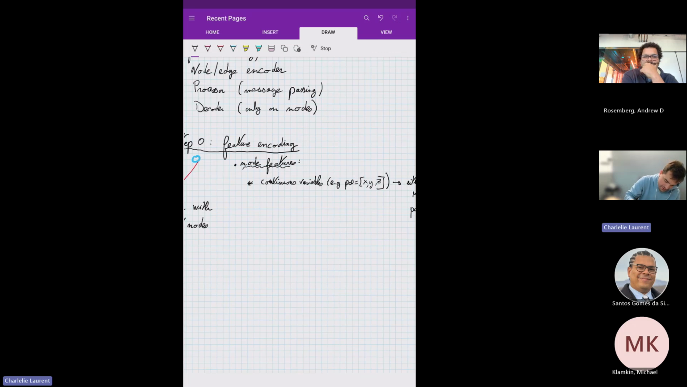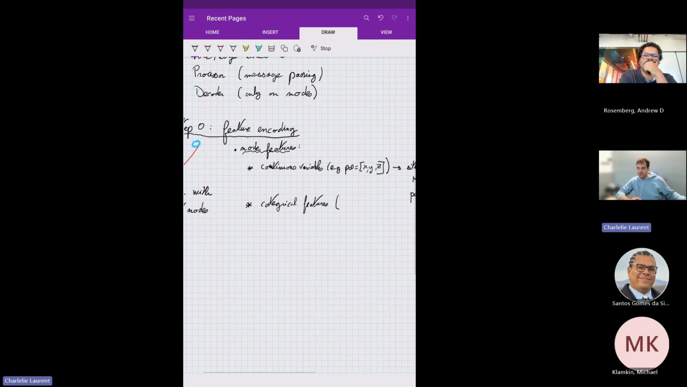The second type of feature you could have are categorical features. So this could be, for example, let's say you have two types of fluid. You could assign a label 1 to one type and a label 2 to the other. Let's say that you have some other nodes, they represent a solid object or a boundary. You could assign a label 3 to those.